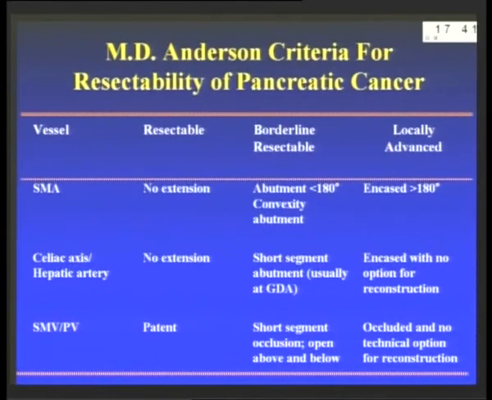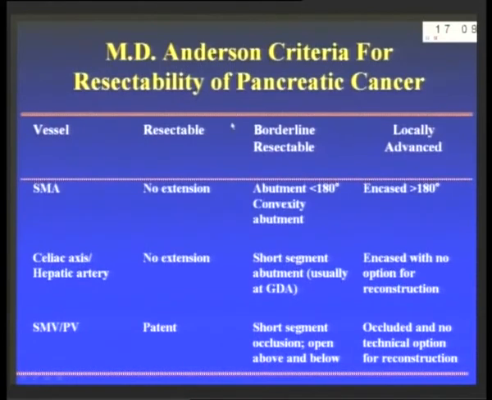On the far right, encasement of the SMA or other vascular structures is basically the sine qua non for locally advanced disease. And in the middle, we have what we're calling borderline resectable disease, which is not easily resectable, or in many people's interpretation, they classify these patients as unequivocally unresectable, but not really completely locally advanced if we look at the scans together.